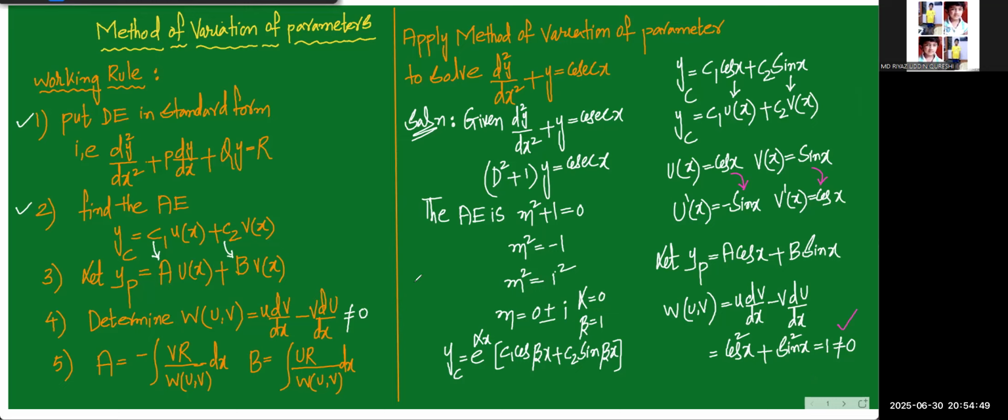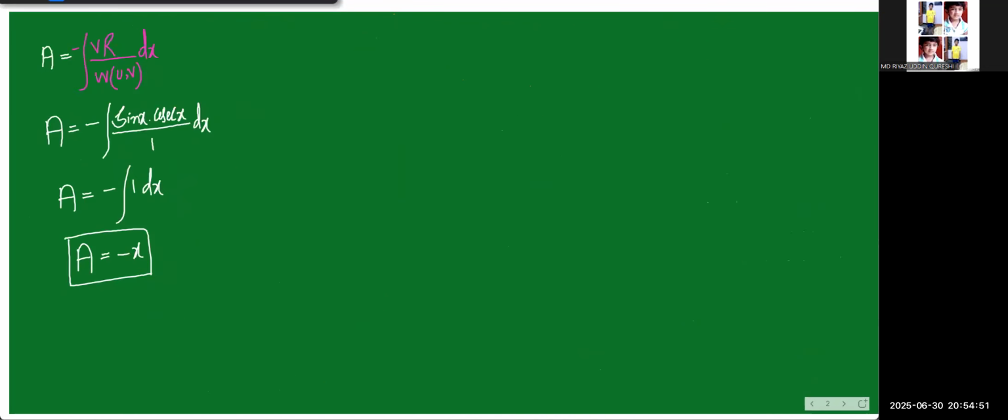Right. Next, we have to find out the b value. b is equal to, according to the formula, it says integral of u r by the Wronskian of u comma v into dx.